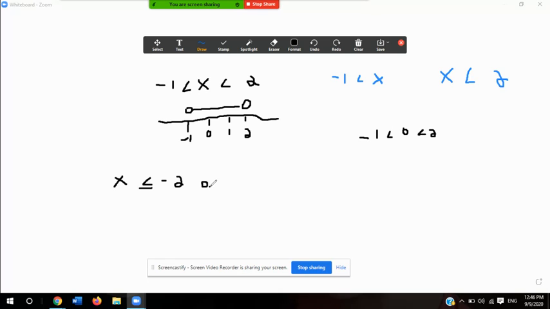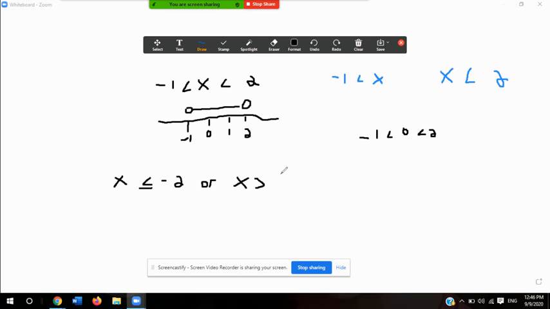x is greater than 1. Let me make sure I'm not reading the problem wrong. Yeah, x is greater than 1.